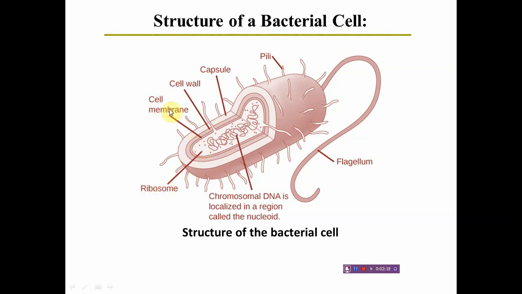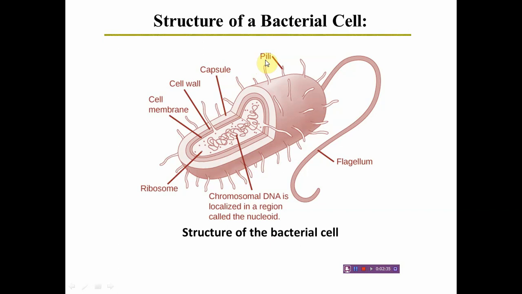The job of the cell membrane is to regulate the movement of solutes across the cell. So the influx of nutrients and outflow of waste is regulated by the cell membrane.